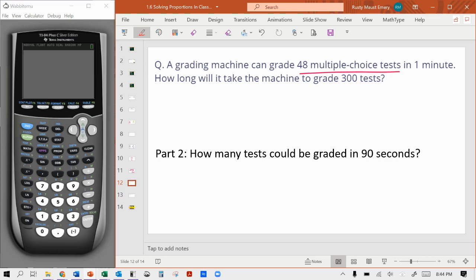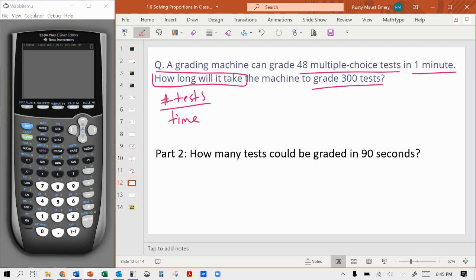Again, I like to just right away, 48, it's a number, the unit, whatever that is, 48 multiple choice tests in 1 minute. How long, there's the question word, how long will it take the machine to grade 300 tests? So how long, that's a time. So again, my word fraction in this case, just thinking about the units that I'm dealing with, they're talking about number of tests and time.